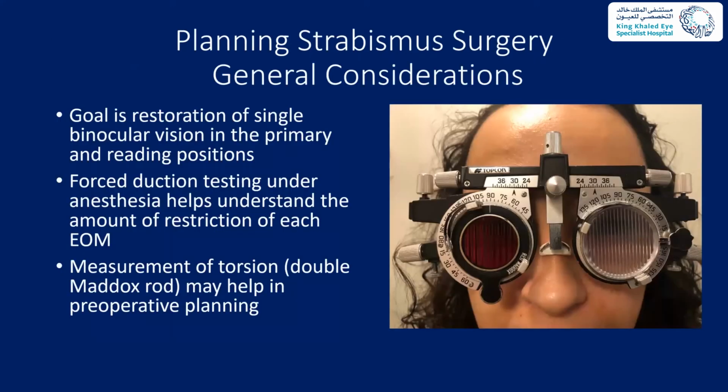So what are some general strabismus surgery considerations? Well, your goal is to restore single binocular vision in the primary and reading positions. You want to do forced duction testing under anesthesia to help you understand the amount of restriction of each muscle. And you want to measure torsion with a double Maddox rod, because this may help you in preoperative planning, as excyclotorsion is common with tight inferior rectus muscles.